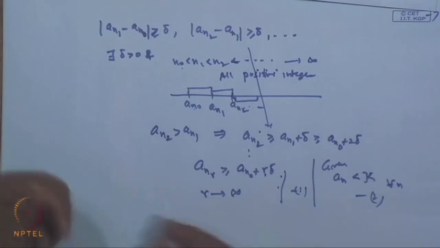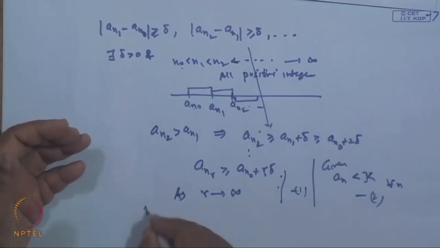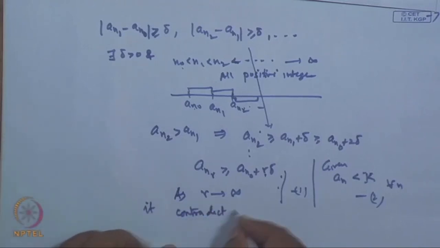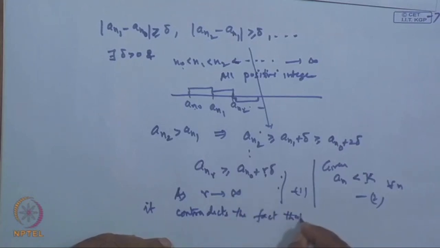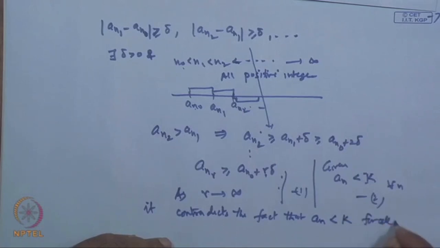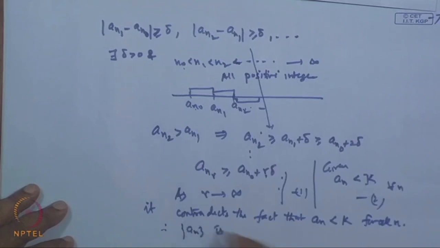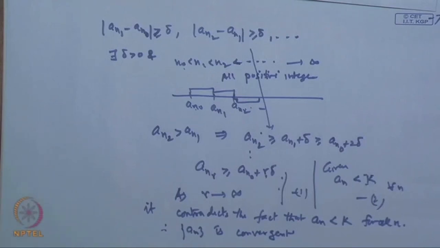So, as r tends to infinity, it contradicts the fact that a_n's are less than k for all n. And this contradiction is reached because of our wrong assumption that the sequence is not convergent. Therefore, our sequence a_n is convergent. Okay?